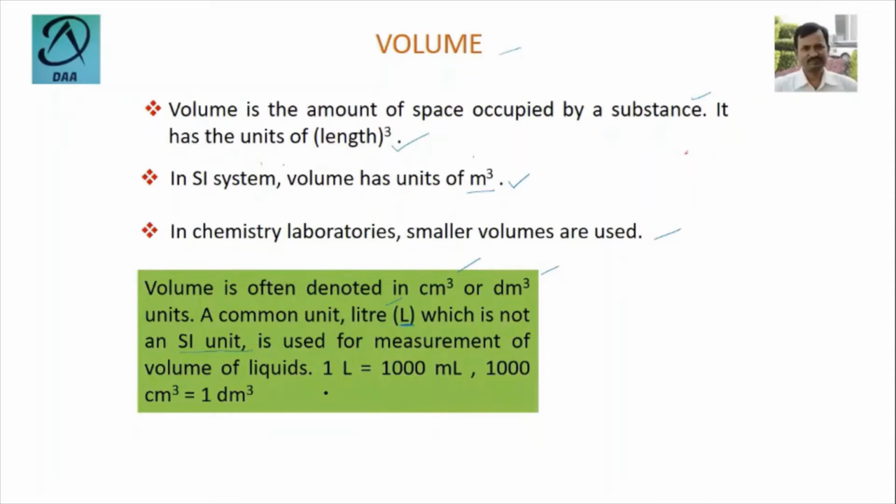And 1 liter is equal to 1000 milliliter, which is equal to 1000 cm cube. That means ml is equivalent to cm cube. And then 1 liter is equal to 1 dm cube. That means liter is equivalent to dm cube. That we have to remember.